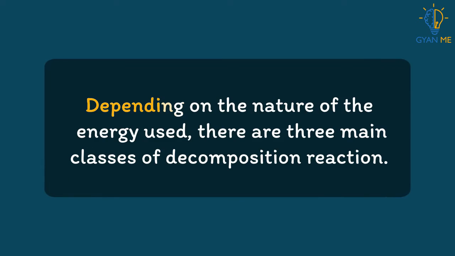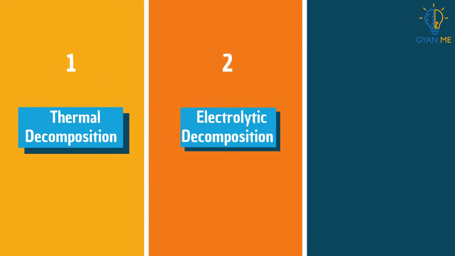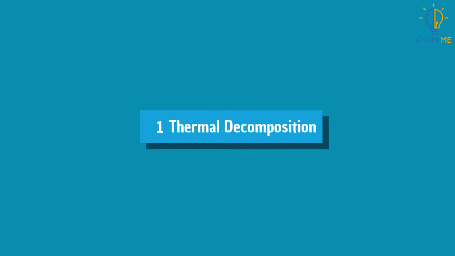Depending on the nature of energy used, there are three main classes of decomposition reaction. They are thermal decomposition, electrolytic decomposition, and photodecomposition. Let us see what happens during thermal decomposition.